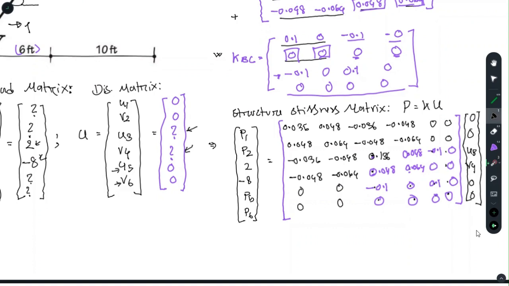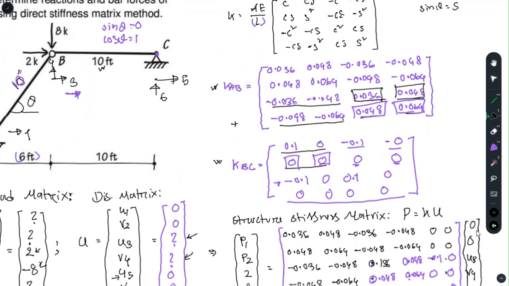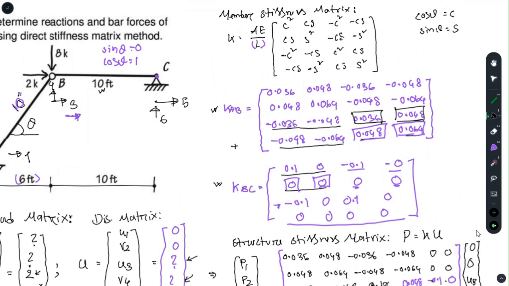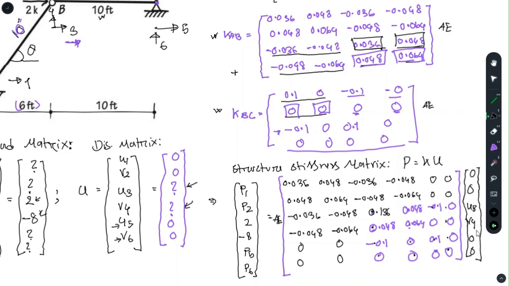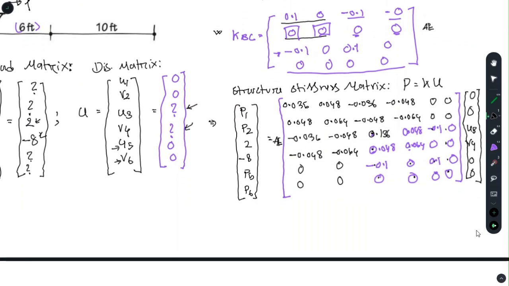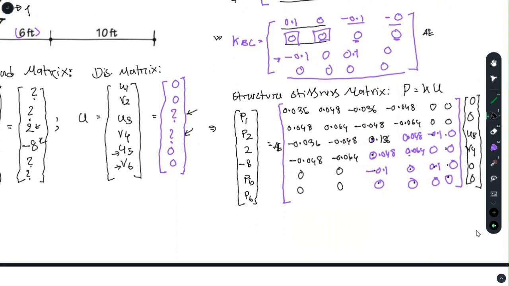If you look carefully, did I omit anything? You have one thing, that is you have an AE right over here. I actually forgot to write that. You have an AE which is written over here, you have an AE over here, and you have AE over here. Eventually, it doesn't affect the values anyway.